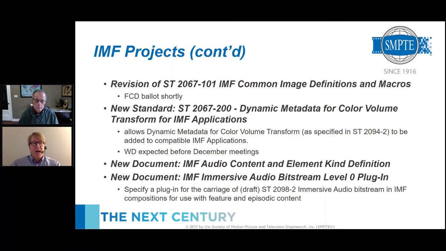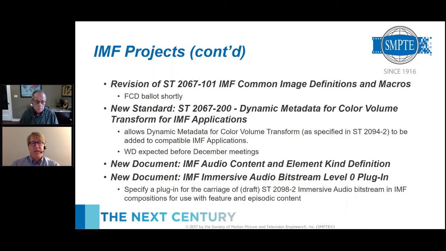Other things going on is the revision of 2067-101, COMIMAGE, image deference, and macros that will go to FCD ballot shortly. Also, dynamic metadata control volume for IMF applications. This is, of course, all of the new HDR dynamic metadata and gamma mapping transforms that come involved.